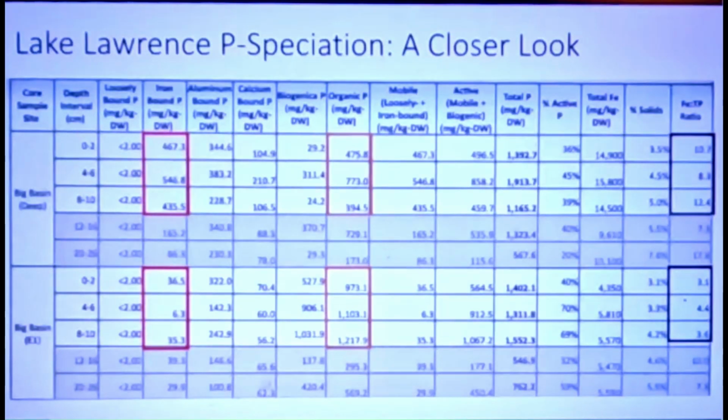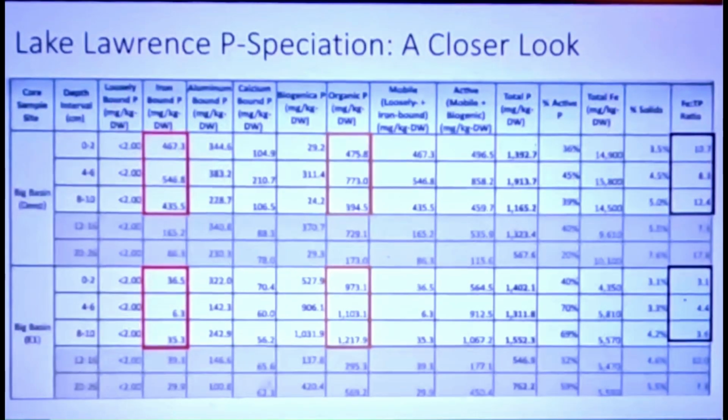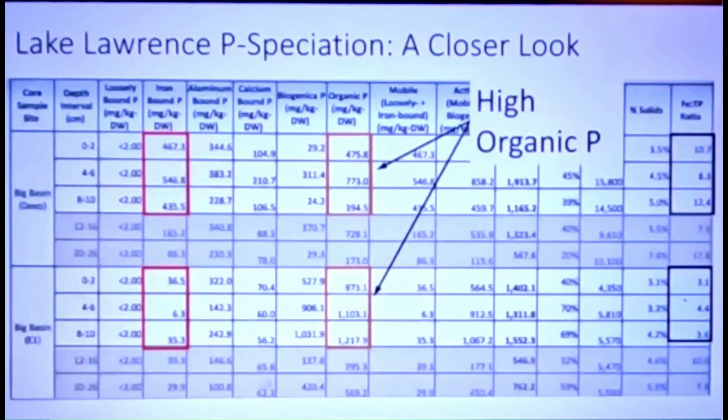So first off, the question, will it work? This is a copy of the phosphorus speciation data that I was provided on Lake Lawrence. There's 3 key things that I want to point out. Yes, we do have a fairly large iron-bound fraction. That's the boxes in red. Maybe not as much in the Big Basin E1, but Big Basin Deep, yes.